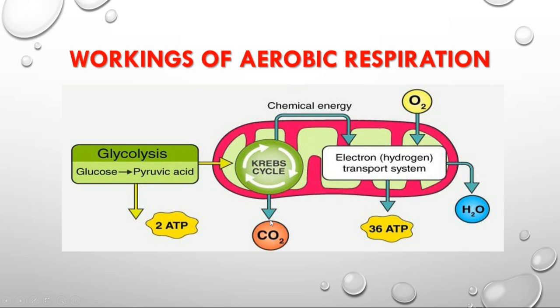Now this Krebs cycle releases CO2, and it continues with the electron hydrogen transport system, and O2 also acts over it, for which 36 ATP molecules are created and H2O molecules are given out. So hope you have understood the total working of aerobic respiration. So let's move to the next slide.